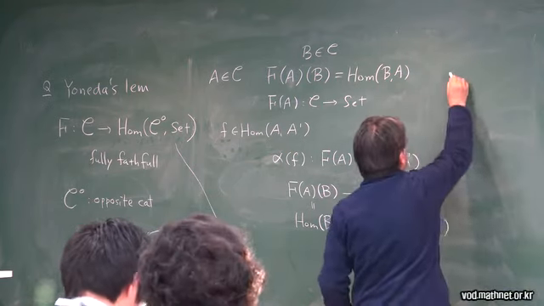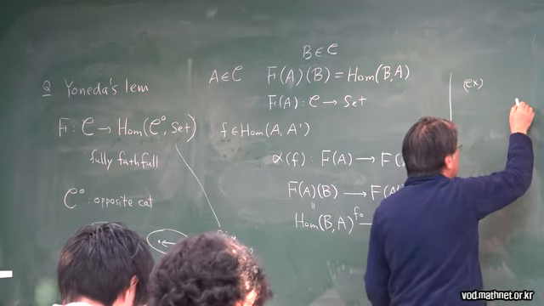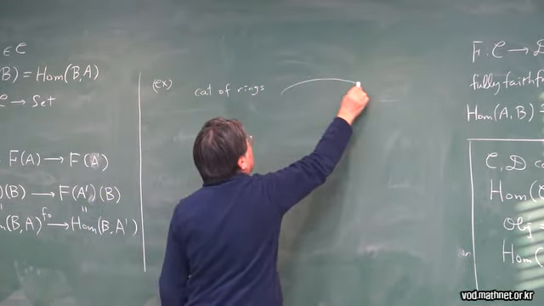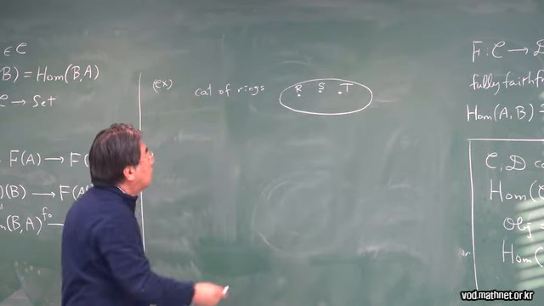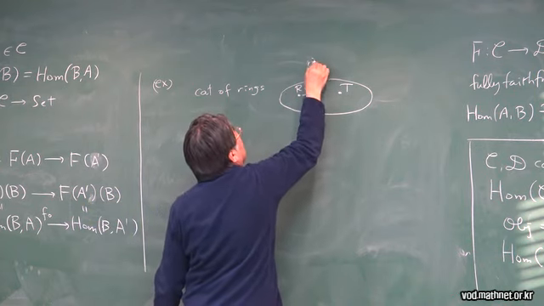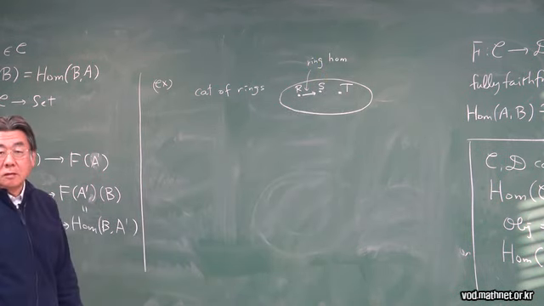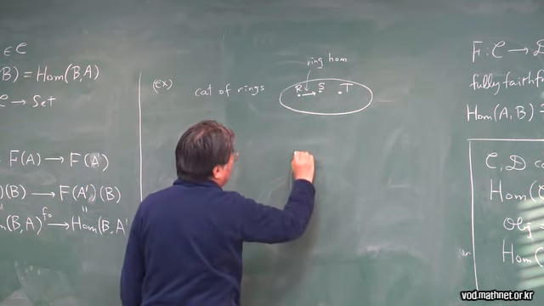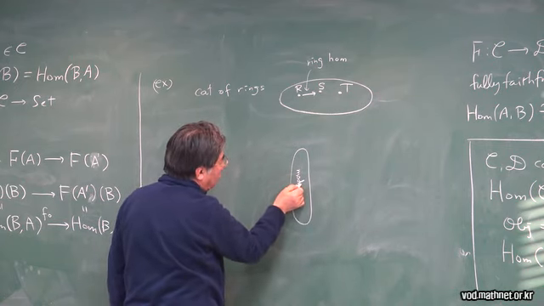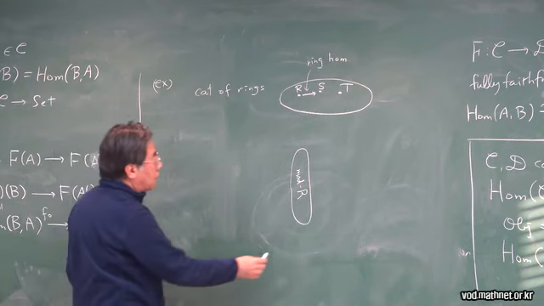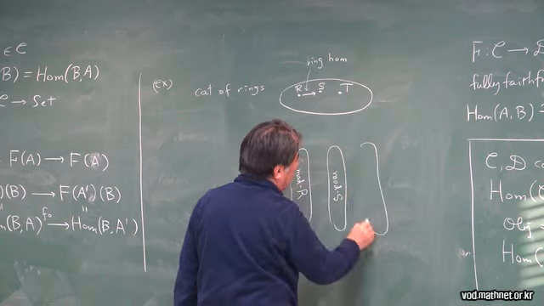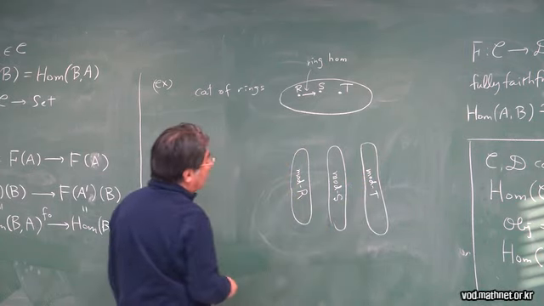I have another example of categories. Suppose you have a category of rings. The objects are rings, non-commutative rings, and the arrows are ring homomorphisms. So this is a category of rings, and then over each point there is a category of modules: modules over R, modules over S, modules over T.